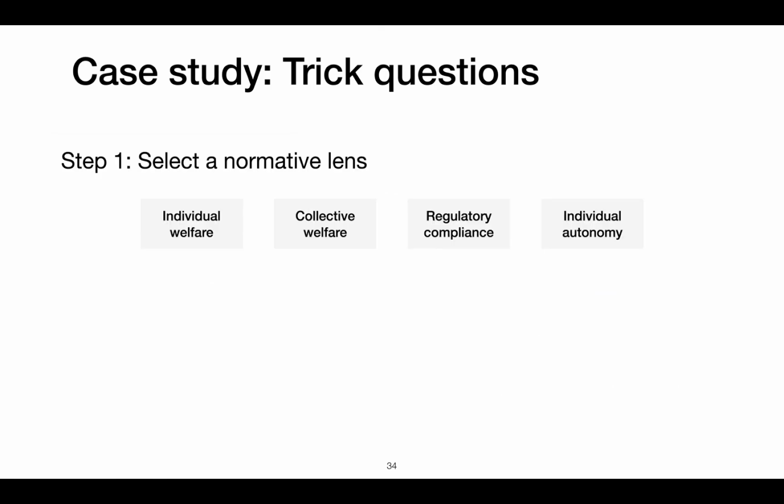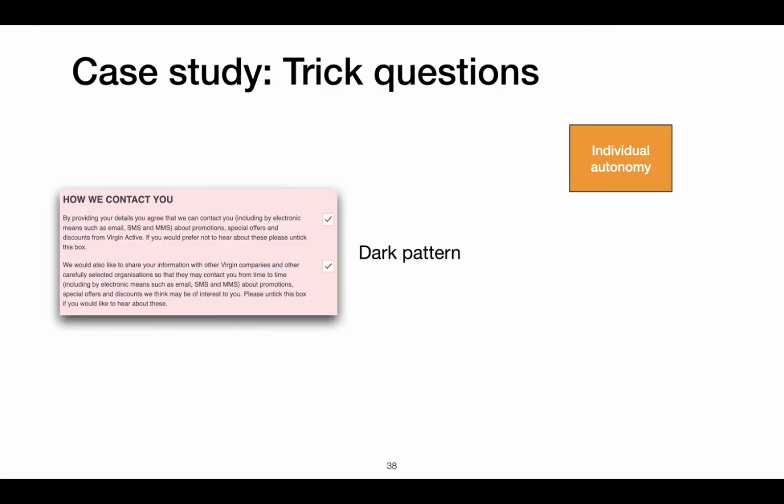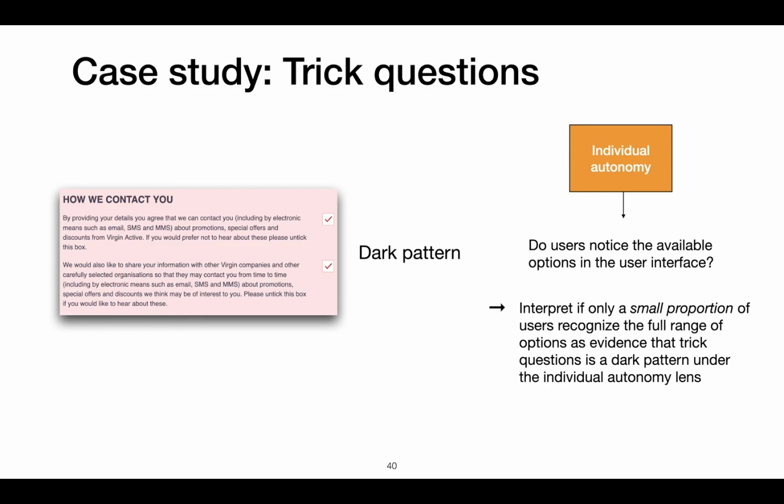But instead of the individual welfare lens, say we were to pick a different lens, like the individual autonomy lens, and say we selected a measurement method again, say a survey method. Under the individual autonomy lens, we would again select a metric to study the loss of autonomy, and one such metric could be whether users notice the available options in the interface. But in this instance, rather than contextualizing the metric by comparing it to a baseline, we could examine it in isolation. And we could interpret if only a small proportion of users recognize the full range of options as evidence that trick questions is in fact a dark pattern under the autonomy lens.